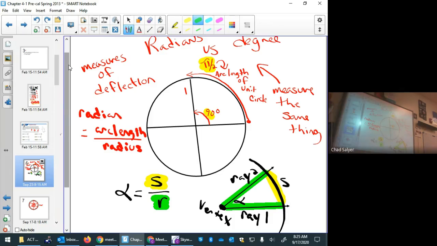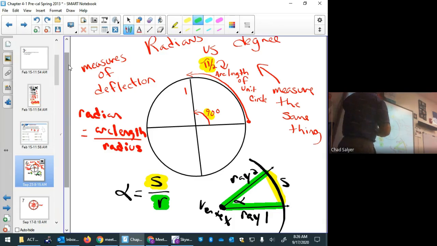Colin, what's the word that's at the bottom left of that? Vertex. Ray 1, ray 2. The 3 parts of an angle. So using only those 3 parts, I can describe the deflection of that angle in radians as the arc length divided by the radius. And again, it's typically multiplied by pi. It'll be something times pi divided by something.